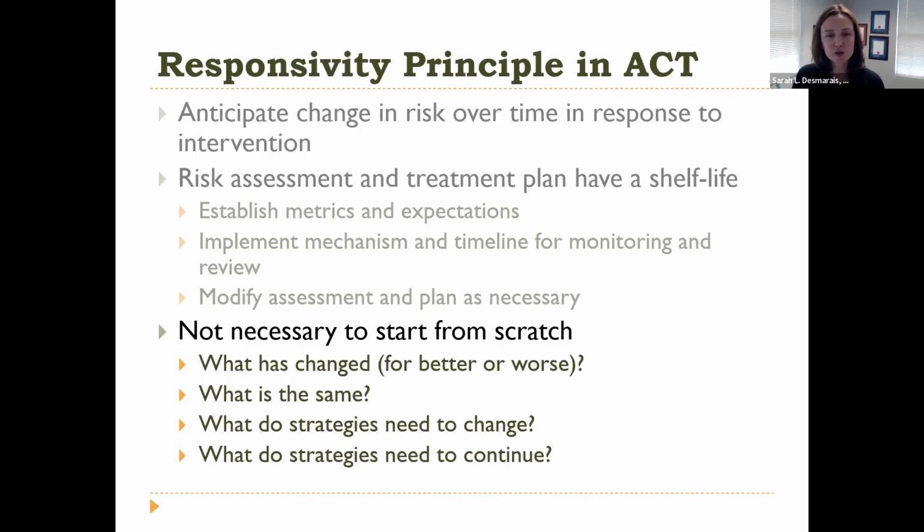And I always tell people that I think you can do a re-administration or review in 5 to 10 minutes tops. So I really think that it's not as scary as it sounds.